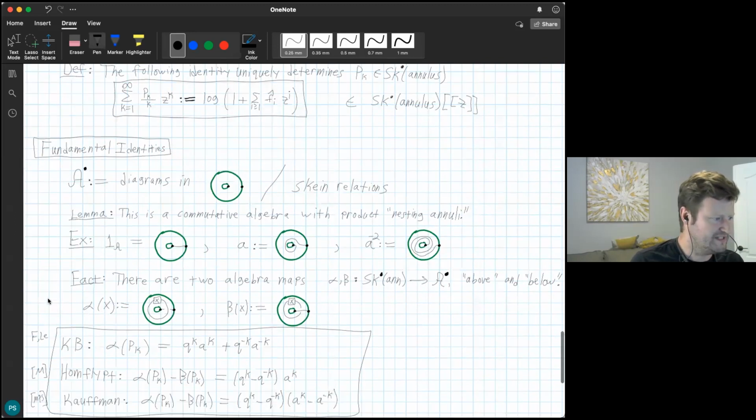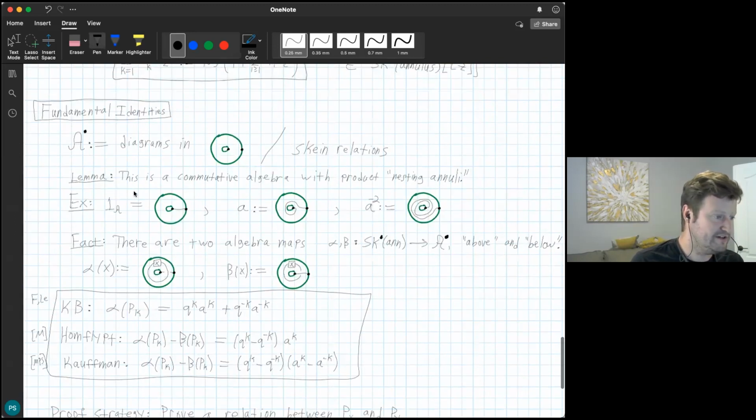So this actually is a commutative algebra, where the product comes from nesting annuli. So here are some examples of elements in here. There are some invertible elements like this A.